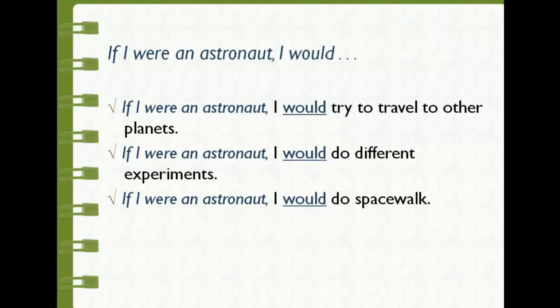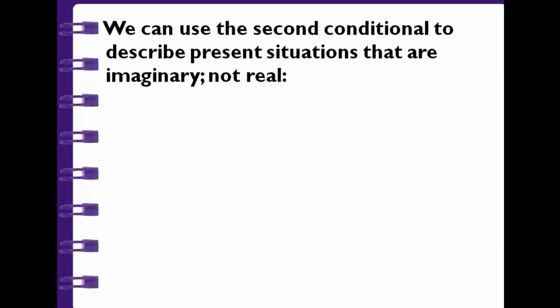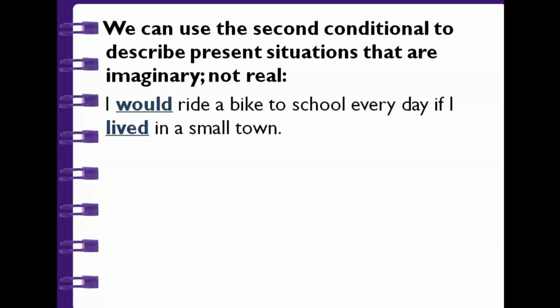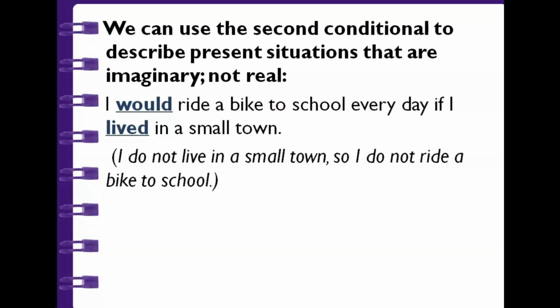So, as in here, we can use the second conditional to describe present situations that are imaginary, not real. So obviously, I'm not an astronaut. I just imagine myself as an astronaut and talk about what I would like to do in this imaginary situation. Here is another example. I would ride a bike to school every day if I lived in a small town. So I don't live in a small town and I don't ride a bike to school.